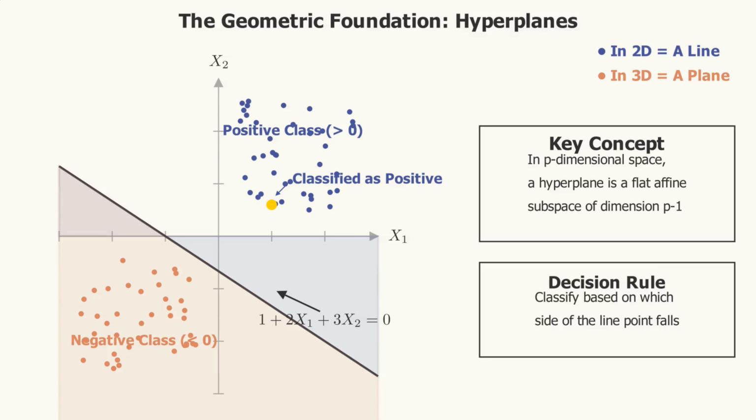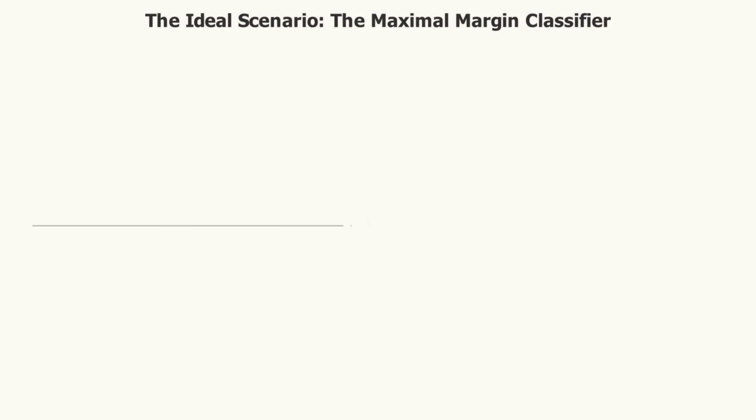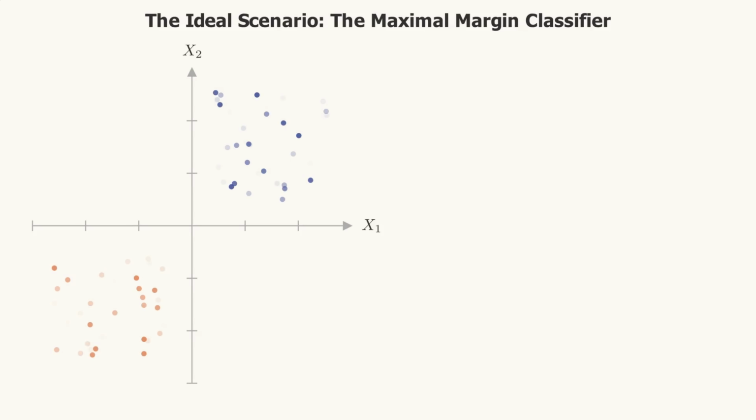In technical terms, if you are in a p-dimensional space, a hyperplane is a flat affine subspace with p-1 dimensions. So in 2D it is a line, and in 3D it is a plane. If many lines can separate our classes, how do we choose the best one? The answer lies in the maximal margin classifier. They are the anchors of the model because they are the only points actually touching the margin.